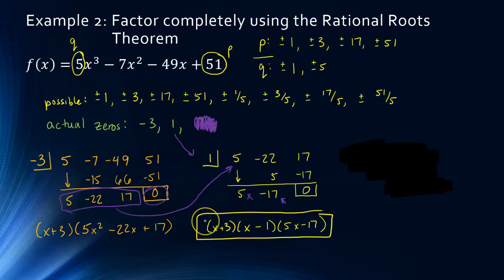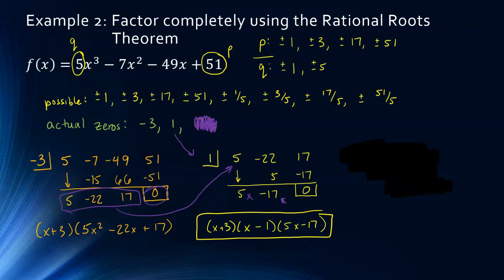That would give me my zeros, and my factors would be x plus 3, because one of the zeros was -3. Each of my zeros would be a factor, so x minus -3 would be x plus 3. x minus 1 would be another factor. And then we're left with this factor, 5x minus 17. So that would be our answer factored completely.